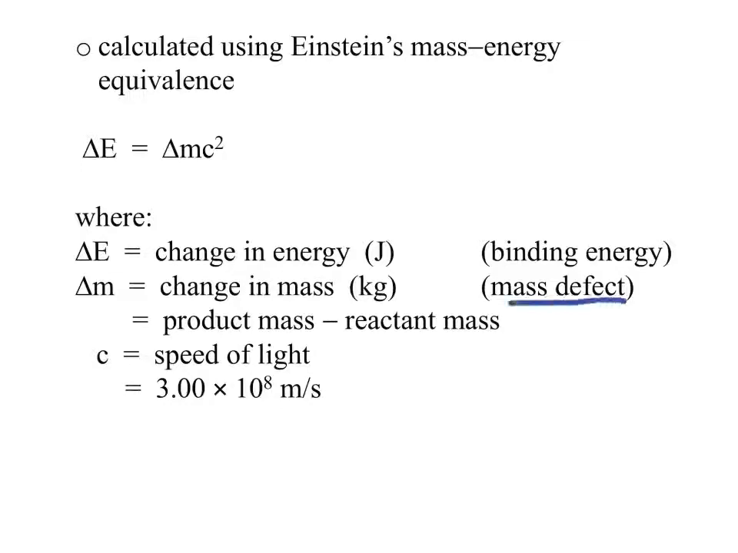The change in mass, that's what we call the mass defect. So how much mass is being converted to energy to keep the nucleus together, or what's the difference between the individual nucleons and the nucleus. Okay, so that's how we find the mass defect, is we do product mass minus the reactant mass. And of course, C is just the speed of light.